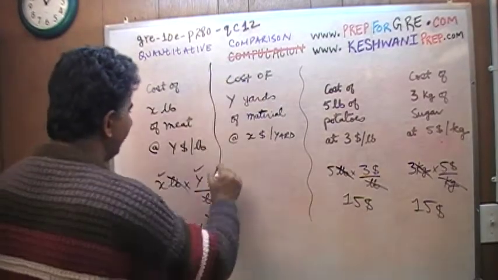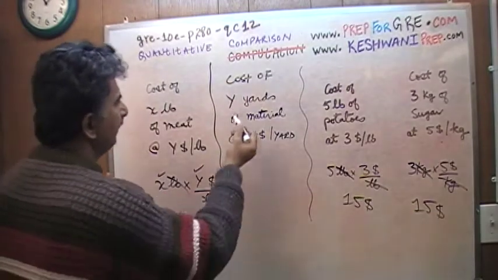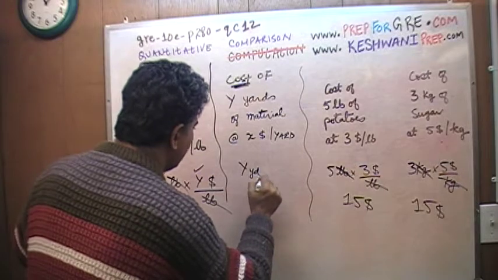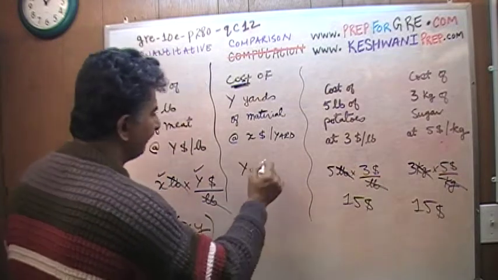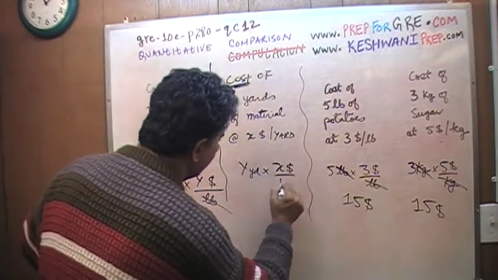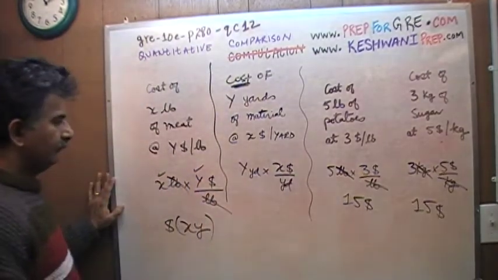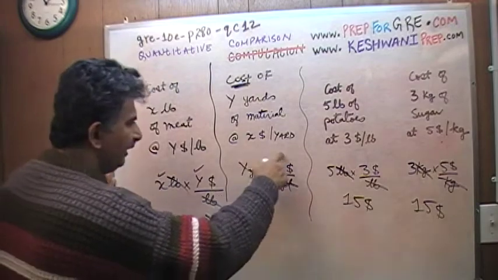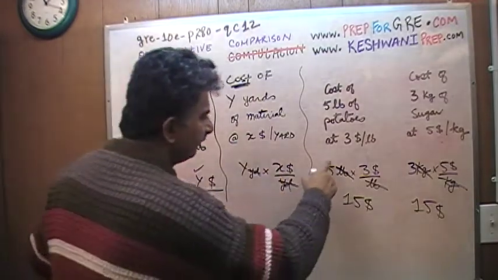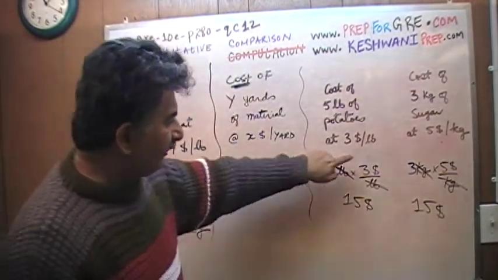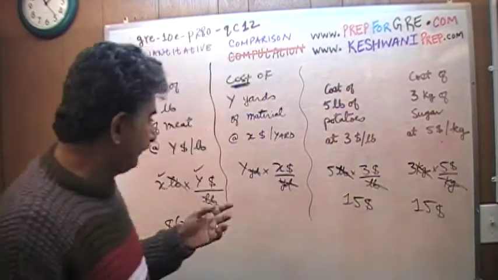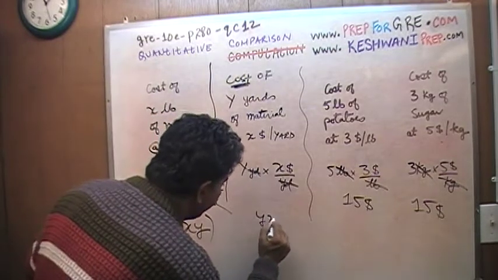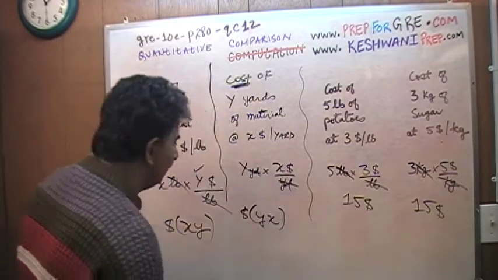On this side, actually, on the second column here, they're asking me to compare the cost of Y yards, and I'm paying X dollars per yard. Again, the yards are going to cancel out. It's just Y times X. Y times X is the same as X times Y. Same thing here, 5 times 3 has to be the same as 3 times 5. So it's just Y times X dollars.